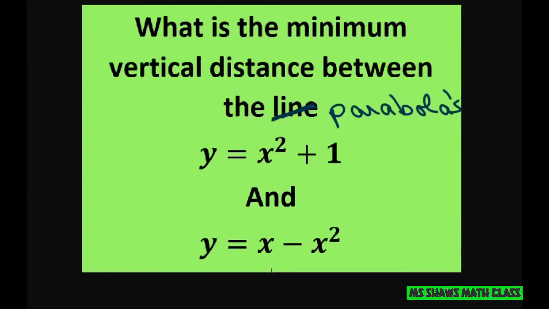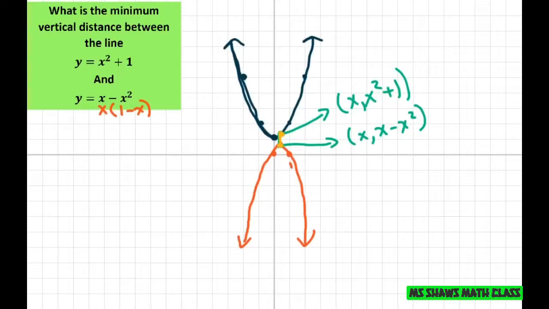I just saw that. So I went ahead and graphed these two just to get an idea of what we're looking for. When you're doing optimization problems, it helps to graph them to see what the minimum vertical distance would look like. It looks like the minimum is right in this area. So that's what they're talking about.